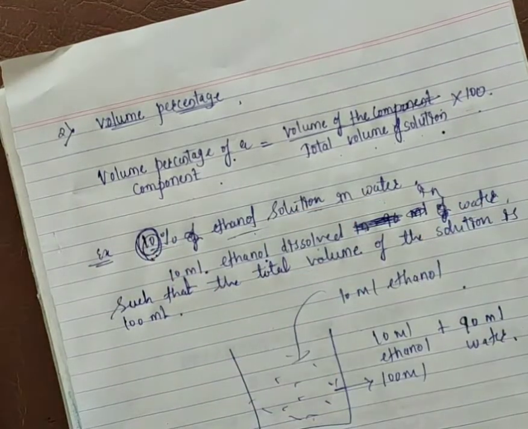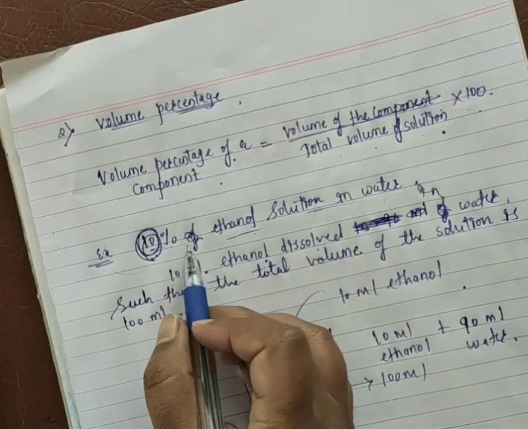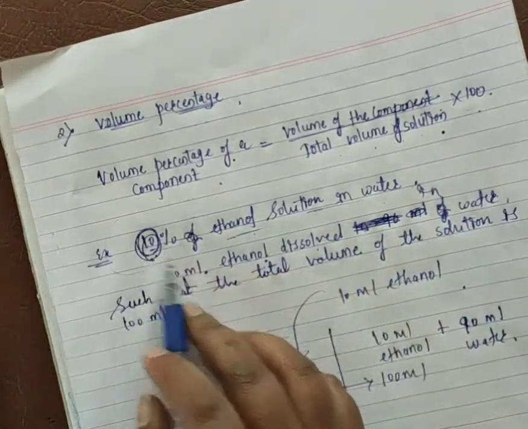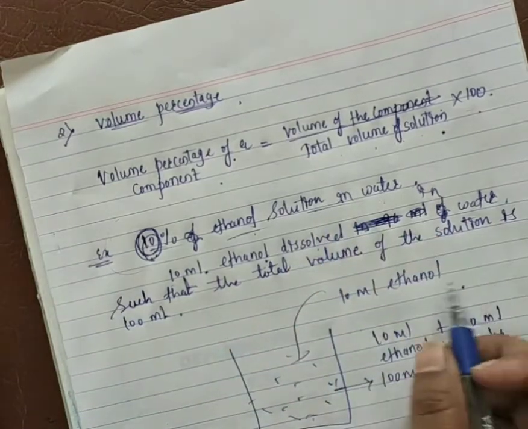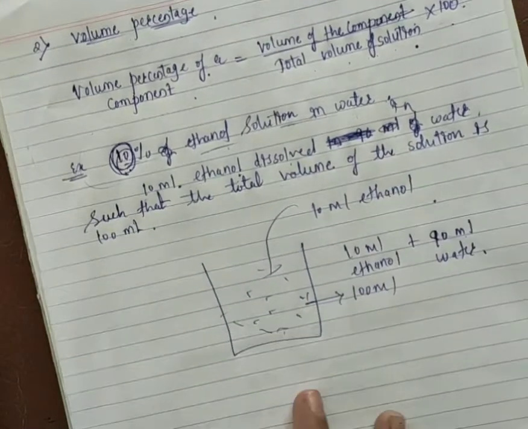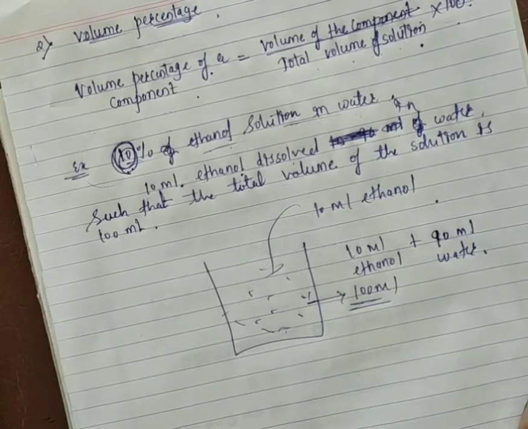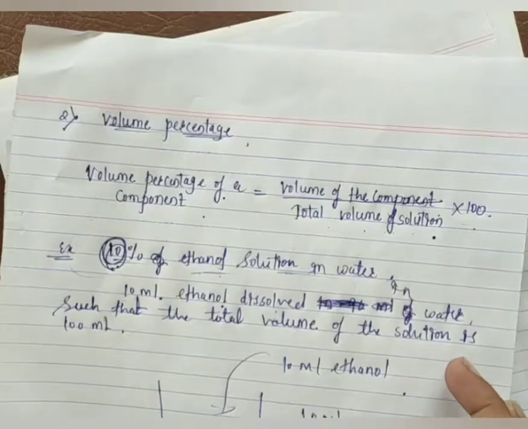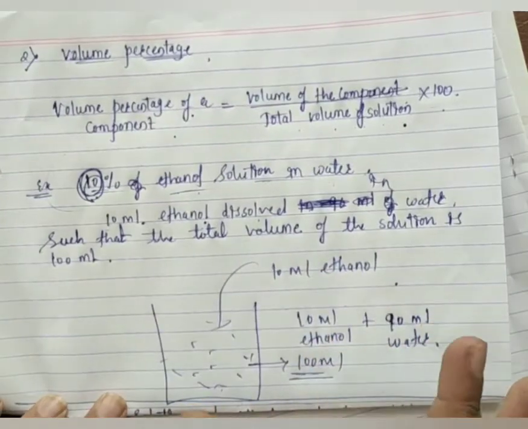Okay, so remember, if they give such a sentence, 10% ethanol solution in water, it means we have here 10 ml ethanol which is dissolved in the remaining 90 ml of water. So I am getting here total volume will be 100 ml. Okay, so this is about your volume percentage.